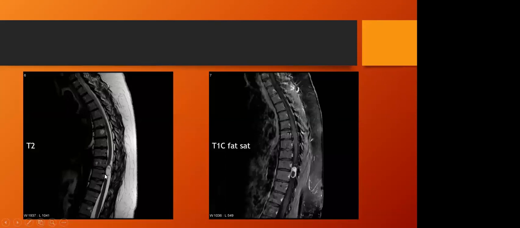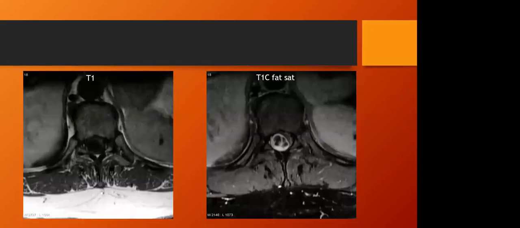Another view for the schwannoma, here associated with hemorrhage, and the hemorrhage does not take contrast. So hemorrhage is a clue for schwannoma, while as we'll see in neurofibroma, target sign is a clue for the neurofibroma. T1 and here after contrast showing the internal hemorrhage of the tumor.